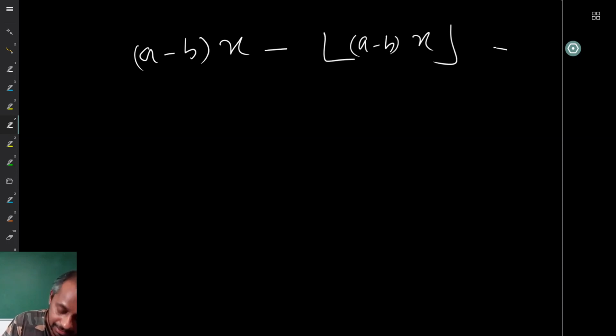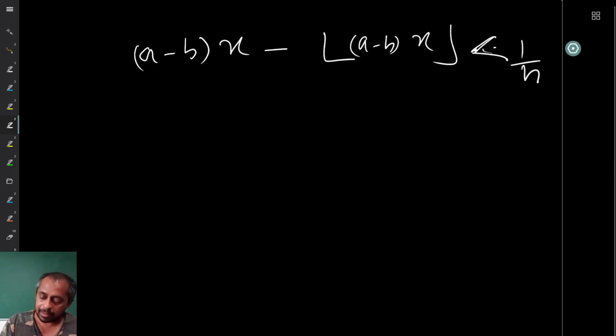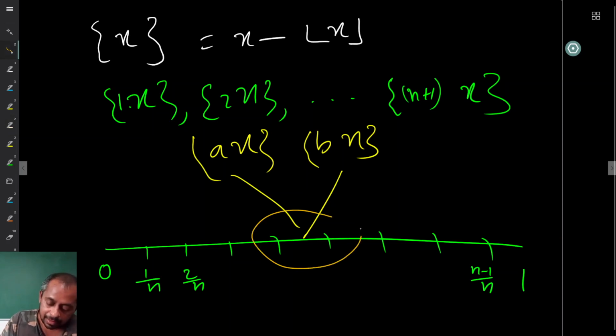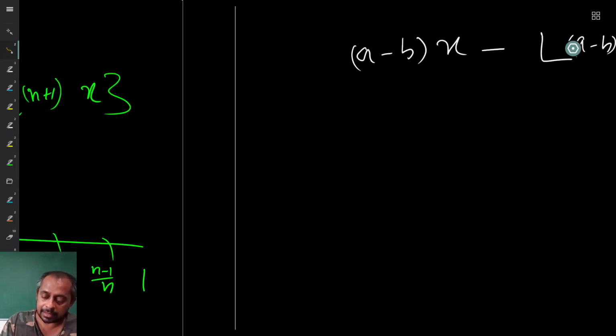That difference is less than 1 by n because they belong to the same interval. Now, why is it strictly less? Because these numbers can never be on the boundary because they are irrational numbers, and 1 by n, 2 by n, etc. are rational numbers. So the fractional part will never be on the boundary, so it will be strictly inside. If it is in one interval like this, then they are strictly inside, so the difference is strictly less than 1 by n.